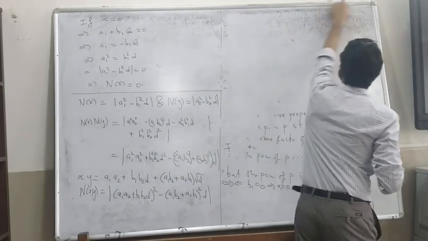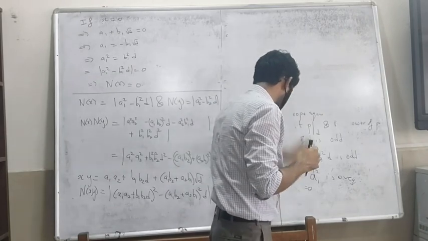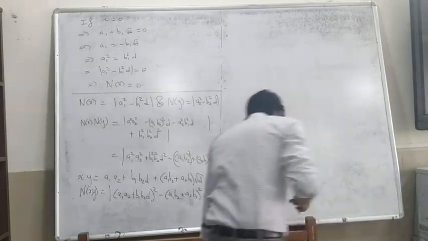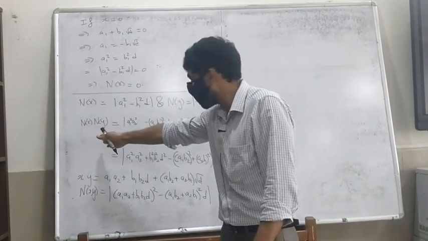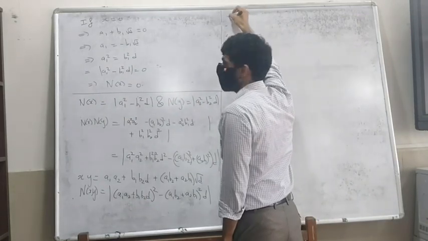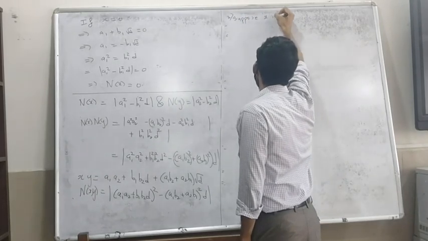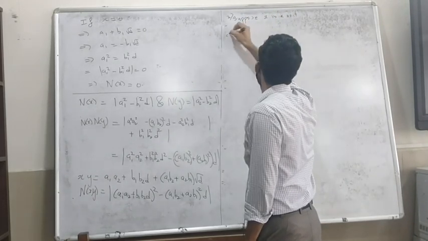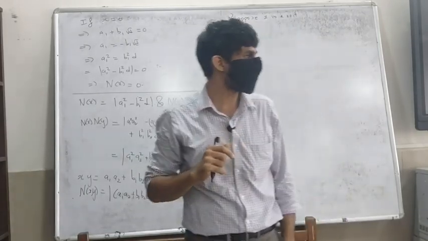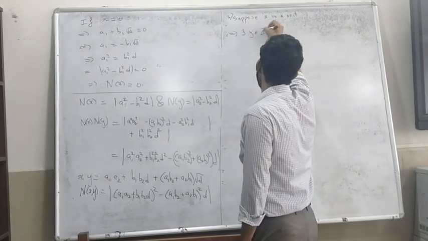Finally, I want to show that x is a unit if and only if n of x is 1. For this, I simply use this fact here. Okay, it's simple to see. So suppose x is a unit, third one. What does it mean? x is a unit means what? There exists a y in Z root d such that n(x) is 1, right?